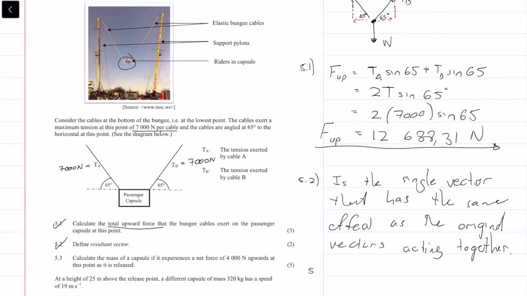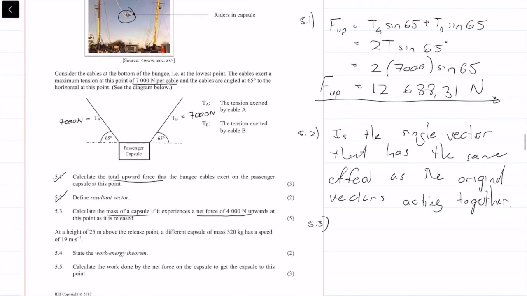Question 5.3. Calculate the mass of the capsule if it experiences a net force of 4,000 newtons upward at the point of release. So calculate the mass of the capsule if the net force is 4,000. So how are we going to do this?